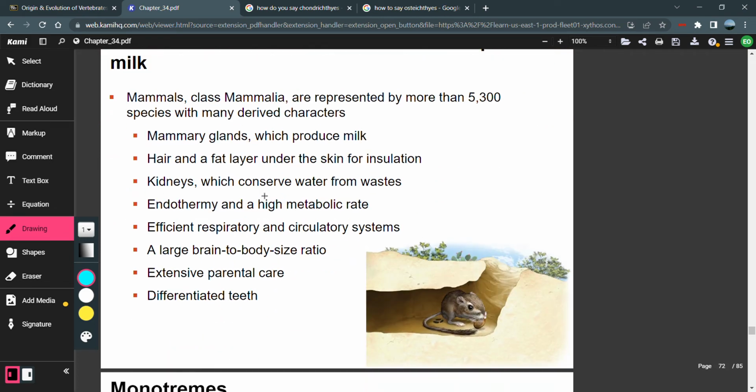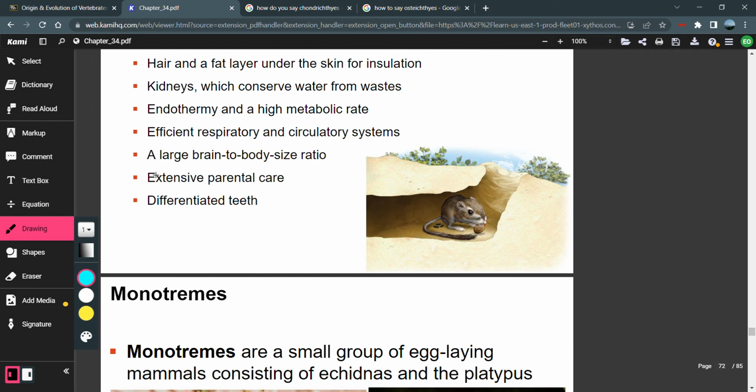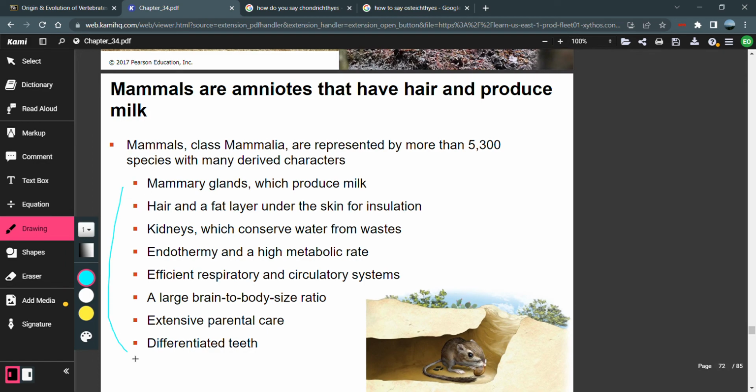Finally, mammals. Mammals are the class Mammalia and are represented by more than 5,000 species. Their derived characters include mammary glands, which produce milk, hair and fat layers for insulation, kidneys to conserve water from waste, endothermy, a high metabolic rate, efficient respiratory and circulatory systems, a large brain to body size ratio, extensive parental care, and differentiated teeth. So those are all the characteristics of mammals.